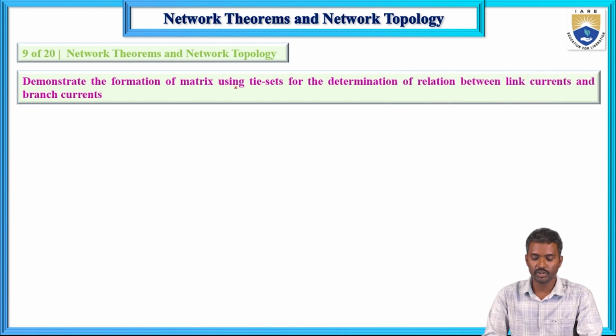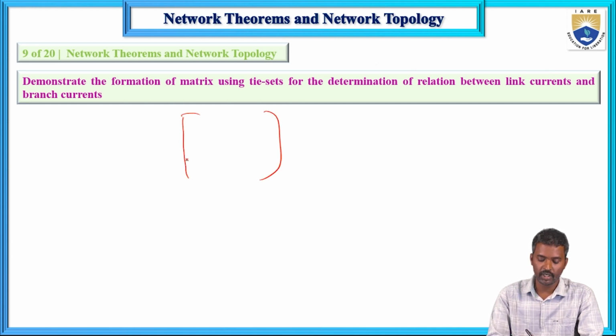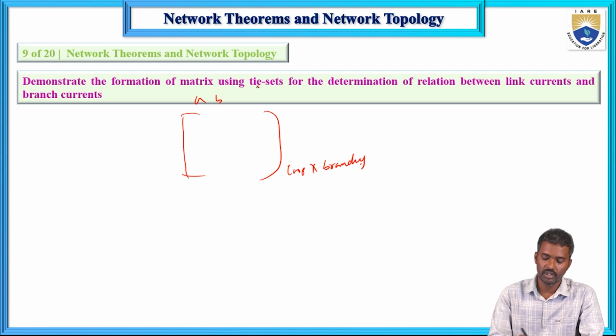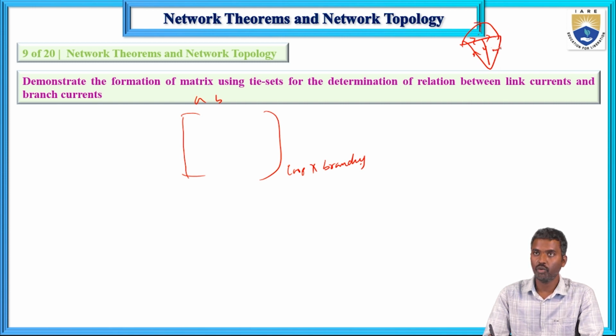Next, demonstrate the formation of matrix using tie sets for determination of link currents and branch currents. So now here, this is the tie set matrix. Number of loops cross number of branches. Suppose this is the branch network. So now here the possible number of loops. This is the tree, and these are the links.